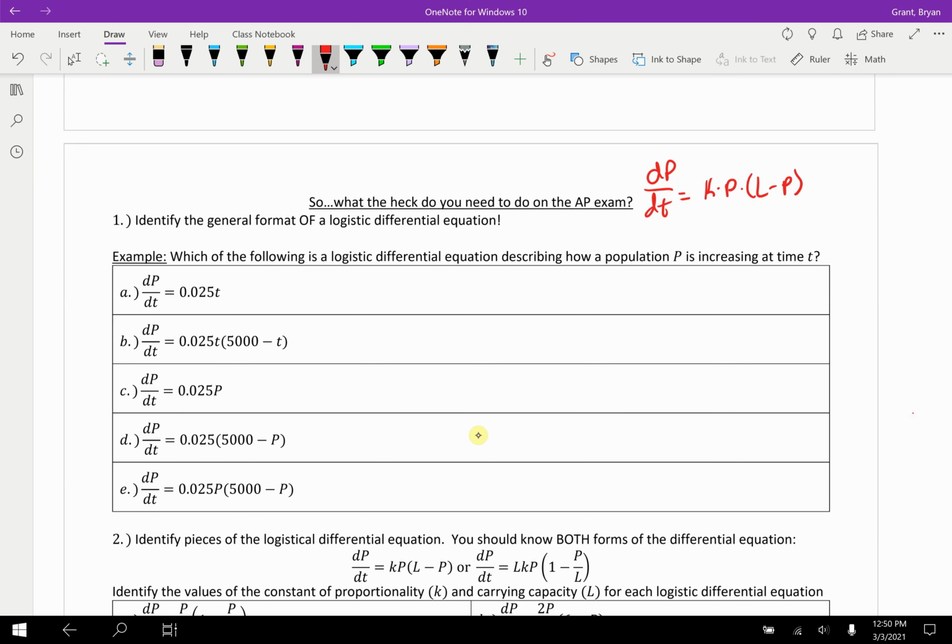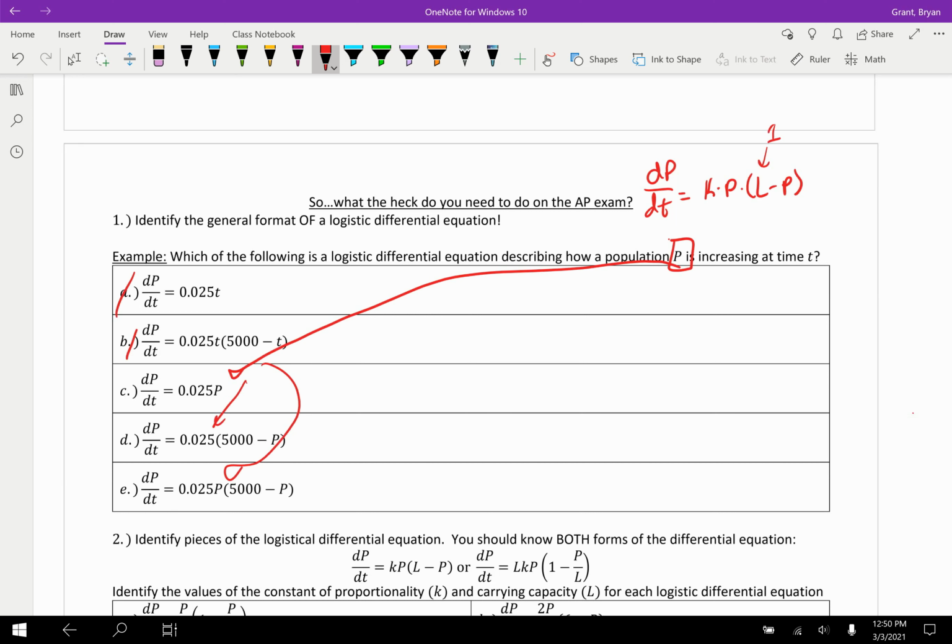So the example I have here, and you should try this without me, is which one is a logistic differential equation? And as you look through, we know that this has to be in terms of P for our answer, which immediately eliminates A and B. Looking at these other three, hopefully it's somewhat apparent that E is the one that matches the format. Nothing too much to do here. Okay? If you wanted to go further, you could identify 5,000 as your carrying capacity, and that would be pretty cool, but that's about it.